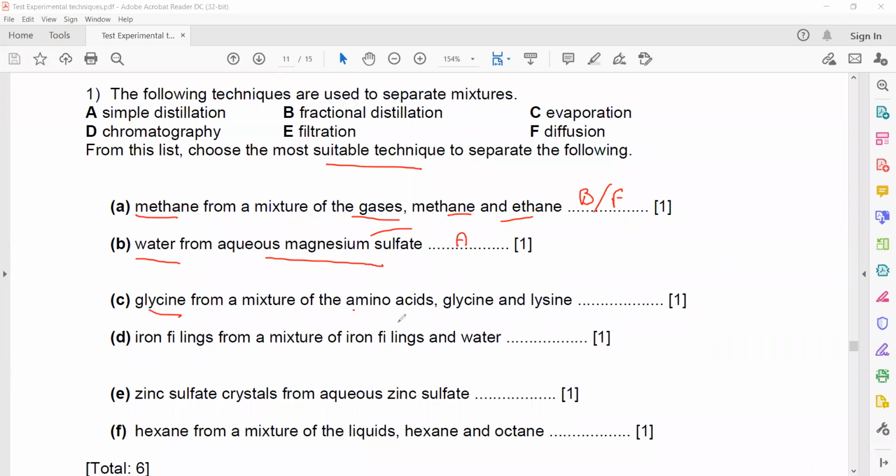Glycine from a mixture of amino acids. Amino acids are colorless. Amino acids, colors, dyes, ink, we all use chromatography for them. That's why D is the right answer. Iron filings from a mixture of iron filings and water. Iron does not dissolve in water, so which technique can we use? We can use filtration, so E will be the right answer. Zinc sulfate crystals from aqueous zinc sulfate, like we need salt from the solution, so we can use evaporation.